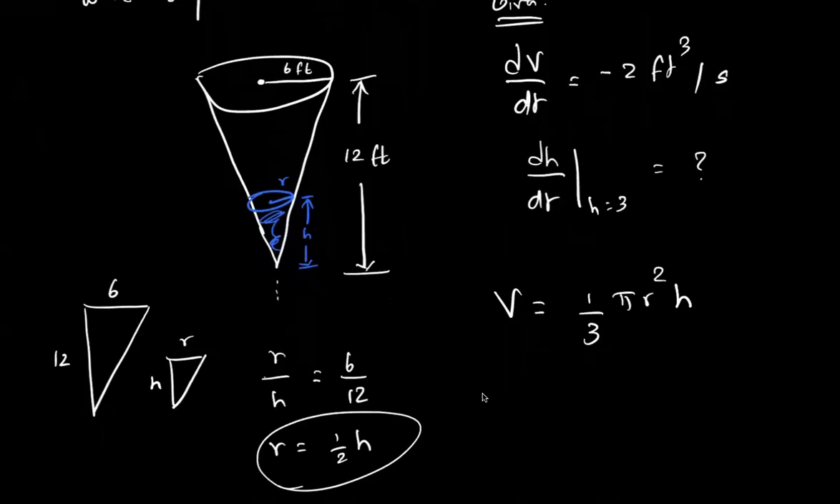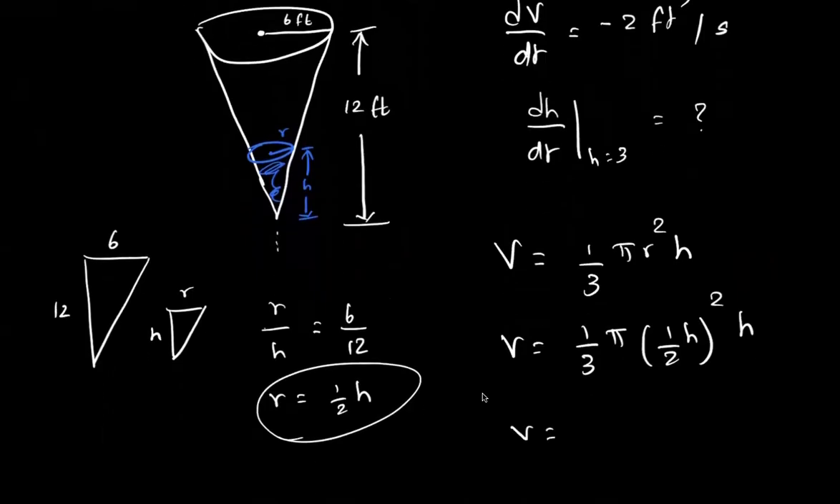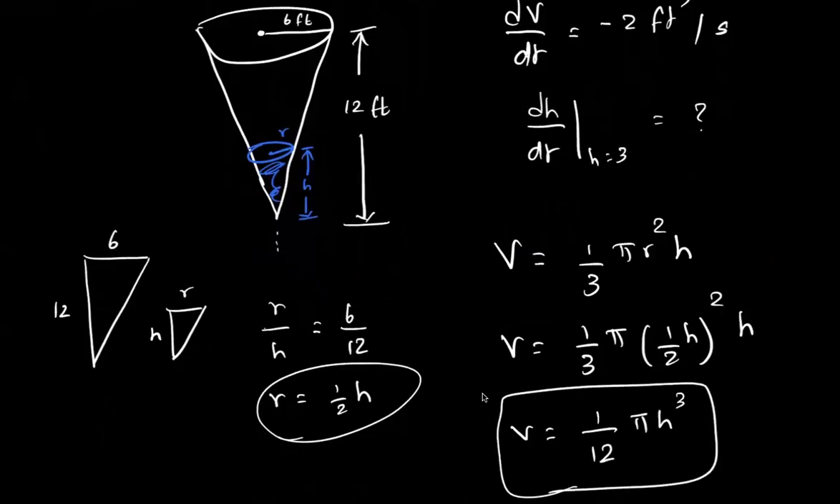Now, since I want H, I'm going to go ahead and rewrite R in terms of H like so. So I'm going to just replace R in terms of H. So then I replace and I get only one variable. 1/2 times 1/2 is 1/4. 1/4 times 1/3 is 1/12. I get pi h cubed. So this becomes the relationship between V and H. So now we have rewritten our equation in only two variables.